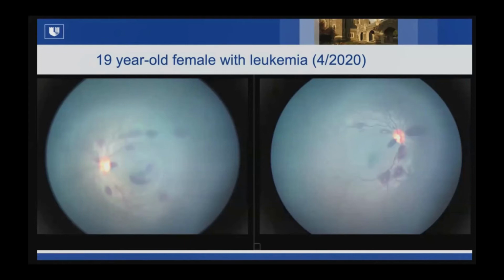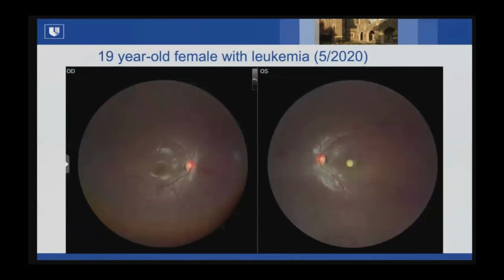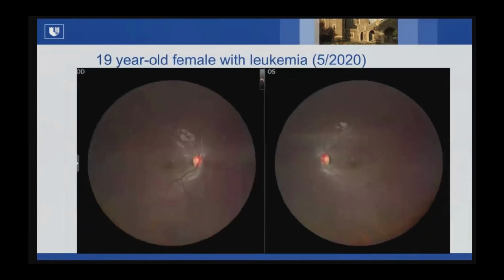After she was released from the hospital, these are the images taken in our clinic. That was a month after the first pictures, and you can see how all the hemorrhages disappear 2 months later.